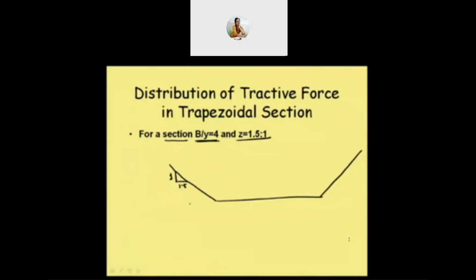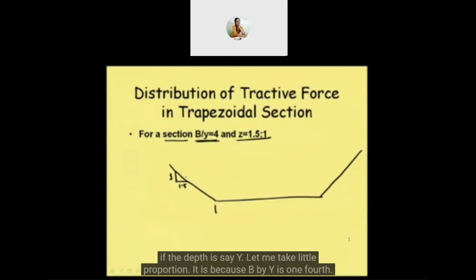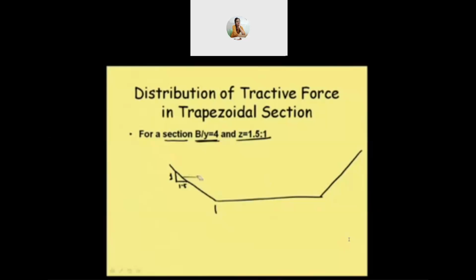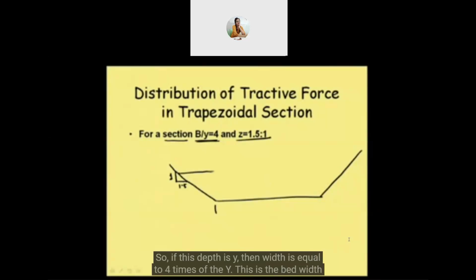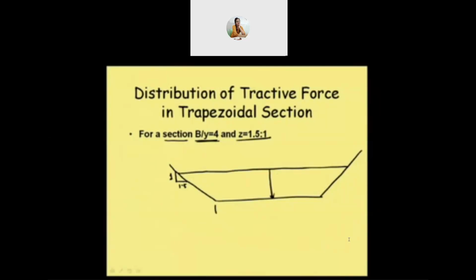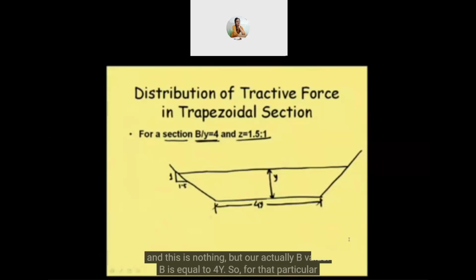Well, and then this width, suppose the depth is y, let me take a little proportion to it. It is because B by Y is 4. So if this depth is y, then the width is equal to 4 times y. This is the bed width, and this is nothing but our actual B value. B is equal to 4y.